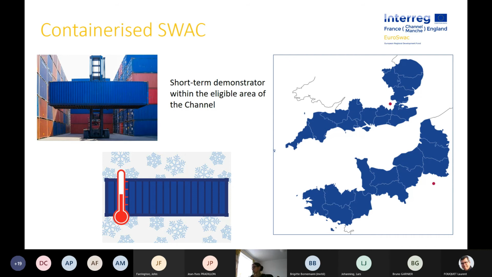And the idea is to find somebody within the Channel area. So we have all of those areas here in blue, but of course it has to be close to the shoreline. And the idea is for a containerized SWAC system. So it will look something like that, and it will be a short-term demonstrator somewhere within this area close to the shore. Lars, would you like to add anything?